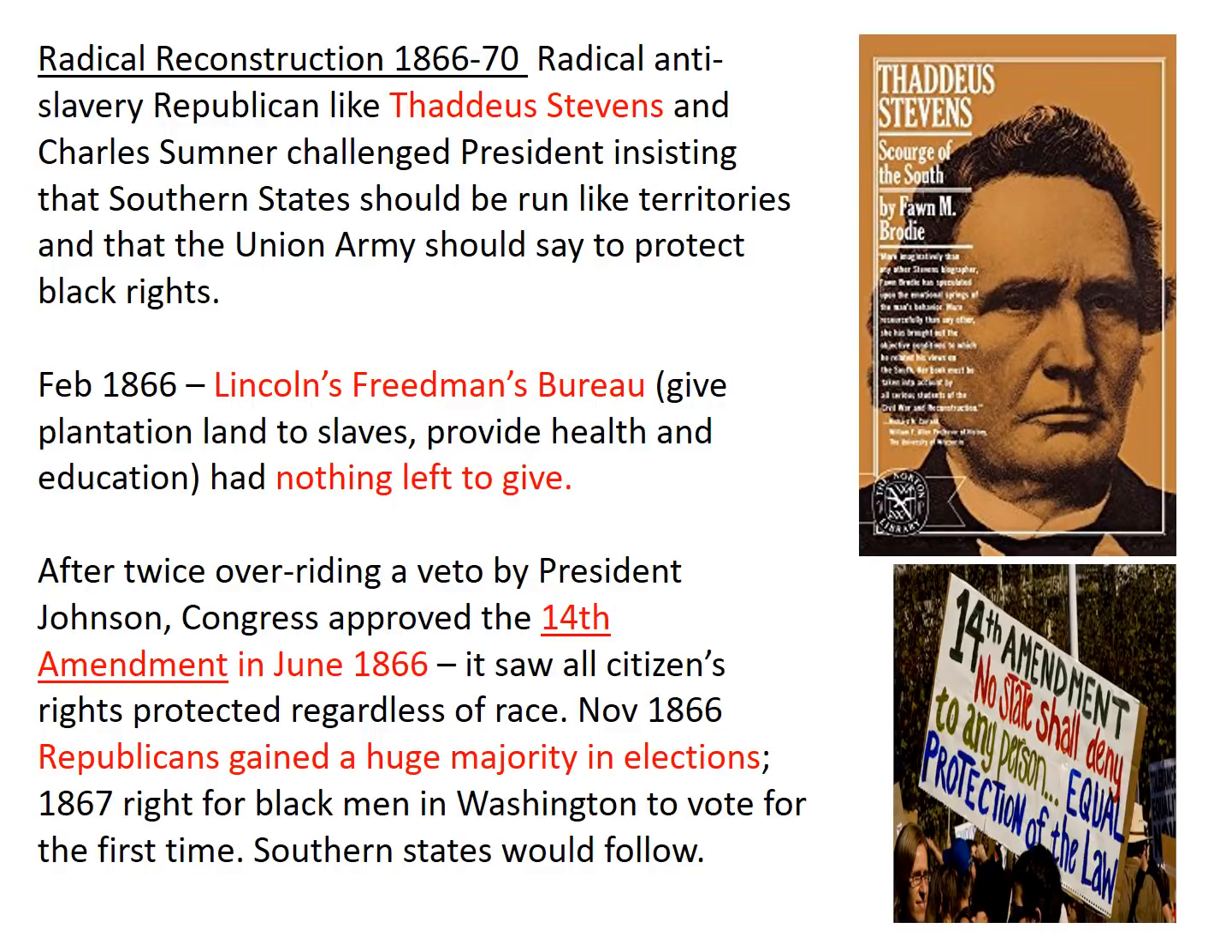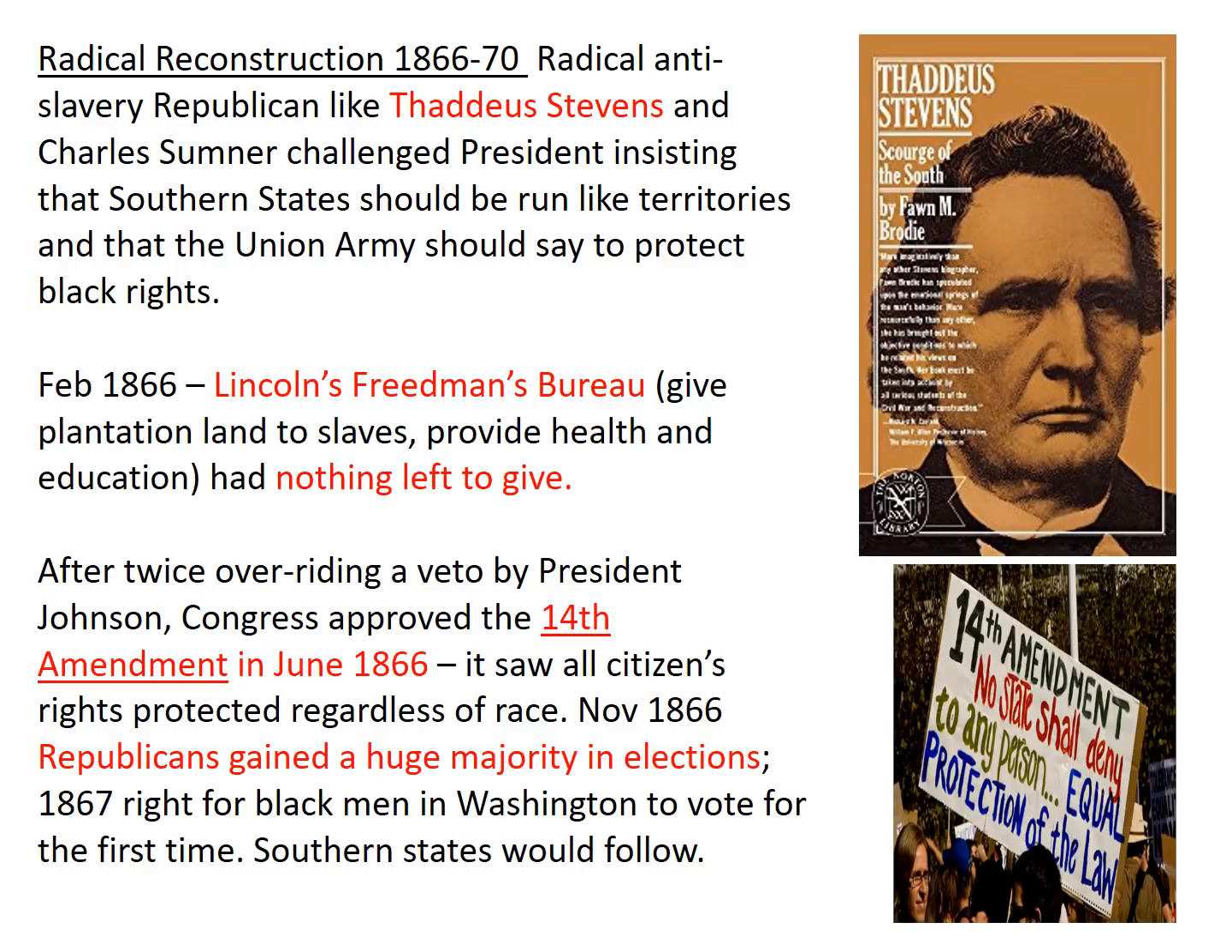But now we get a fight back with what's known as radical Reconstruction. So we've got the president really slowing things up, but now we get anti-slavery Republicans like Thaddeus Stevens and Charles Sumner challenging the president, saying that actually no, the South has got to be run like territories. So there's problems in the South. The Freedmen's Bureau, which gave plantation land to slaves and helped give them healthcare and education, has got no money left. There's nothing left there. So they go on the attack. They twice override the veto by the president, that's the president's ability to try and stop it. And the Congress gets approved the 14th Amendment in 1850.